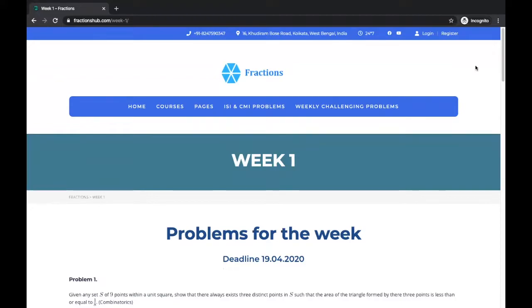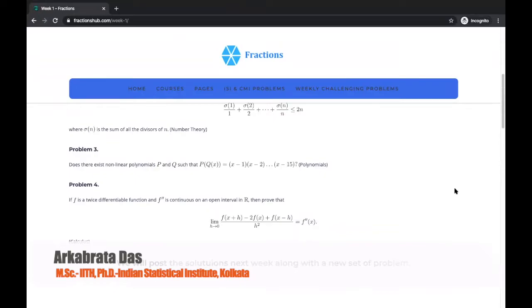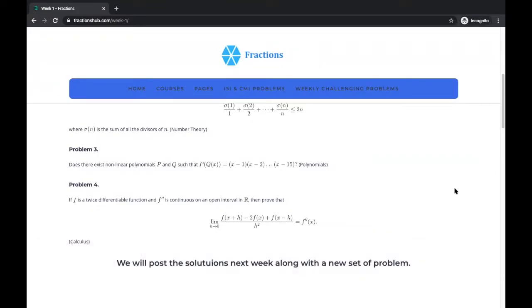Hello everyone. In this video, we'll be discussing the fourth problem of our week 1 problem set. The problem says that if you have a function which is twice differentiable and whose double derivative is continuous on an open interval in R, then you have to prove that the limit as h tends to 0 of f of x plus h minus 2f of x plus f of x minus h, divided by h square, goes to f double dash x, which is nothing but the double derivative formula of a function. So let's see how we can do this.